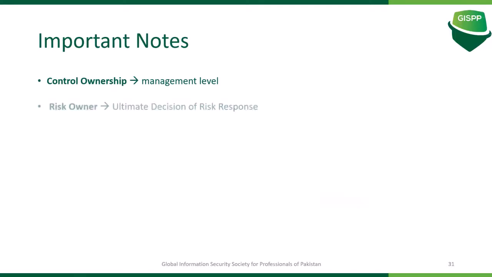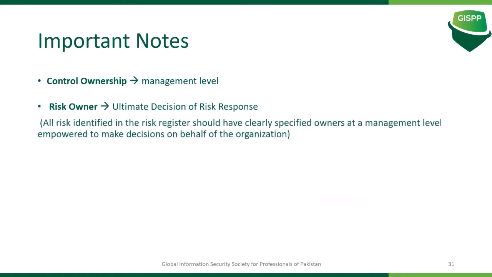It's always the higher management. Okay, who is the risk owner? Ultimate decision, the risk owner is always the management, as high as possible, right? Because when you're talking about the business, you need to ensure that somebody at the higher level, who runs the business, should be the risk owner, and the ultimate decision of risk response lies with the risk owner.